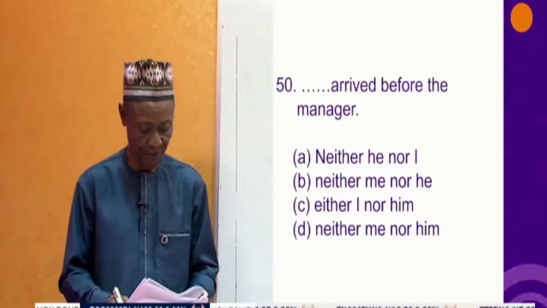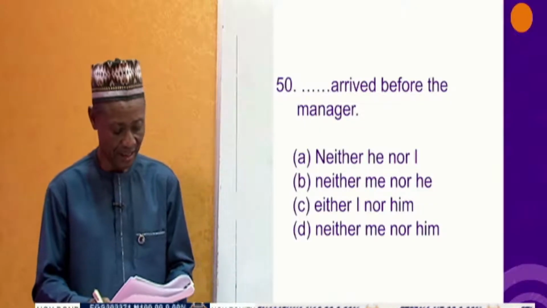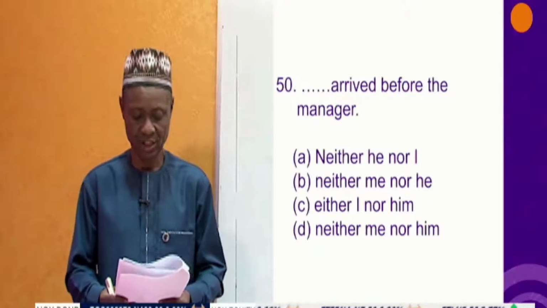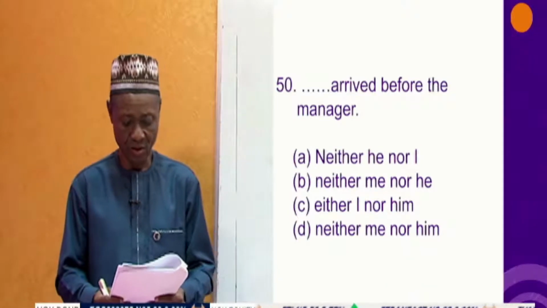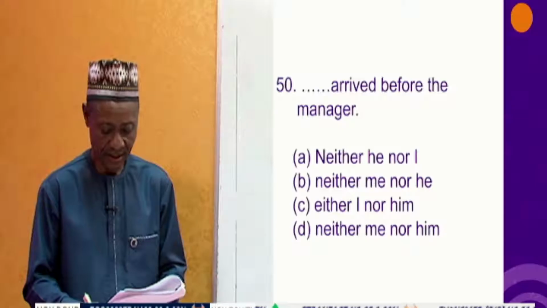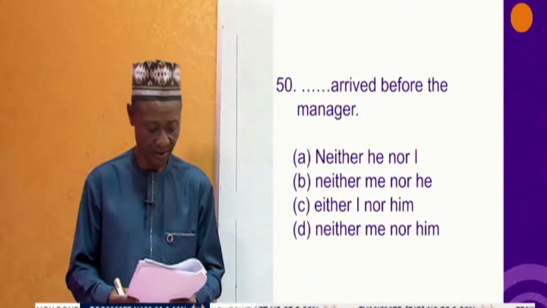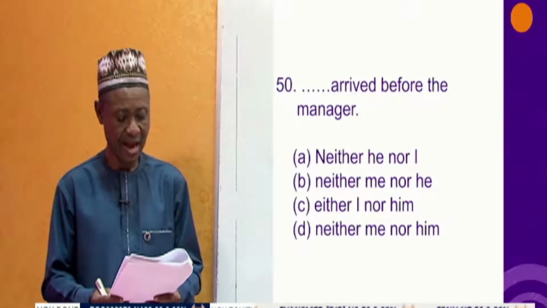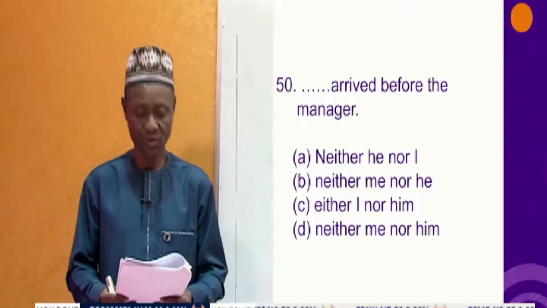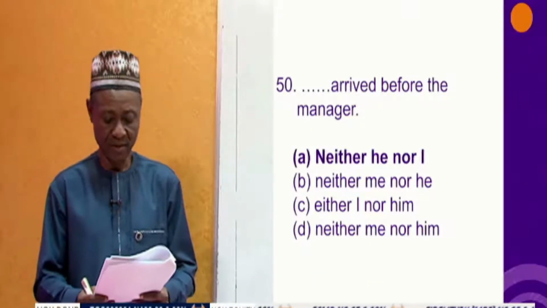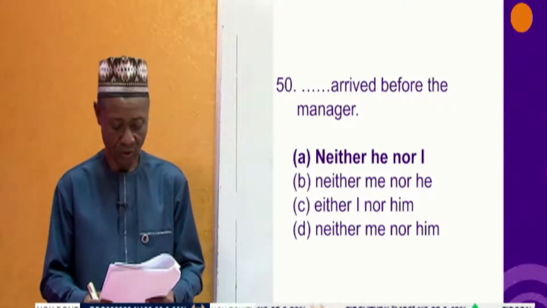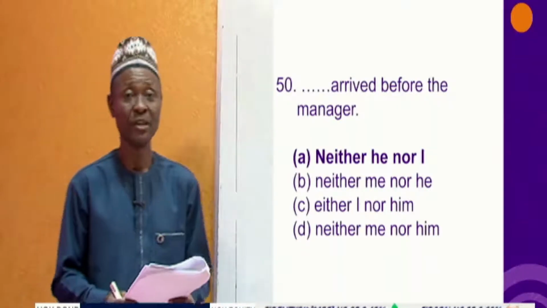Question number 50. Dash arrived before the manager. Options are A, neither he nor I. B, neither me nor he. C, either I nor him. D, neither me nor him. The appropriate answer is option A, which is neither he nor I.